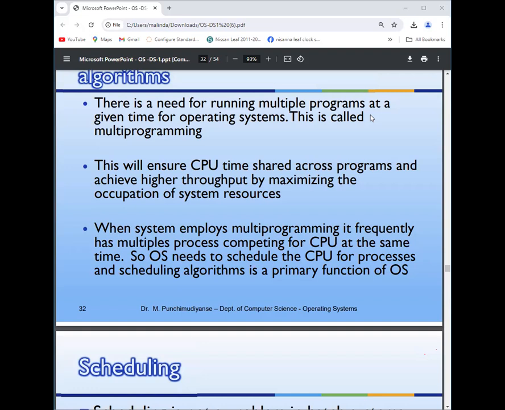But if it is a single CPU which only has one core, even with the multi-threading concept, the threads are time shared. That means the first thread will get the CPU time, then after its time is over, the second thread gets the time. Likewise, the time is shared between threads. So that is about multi-threading.